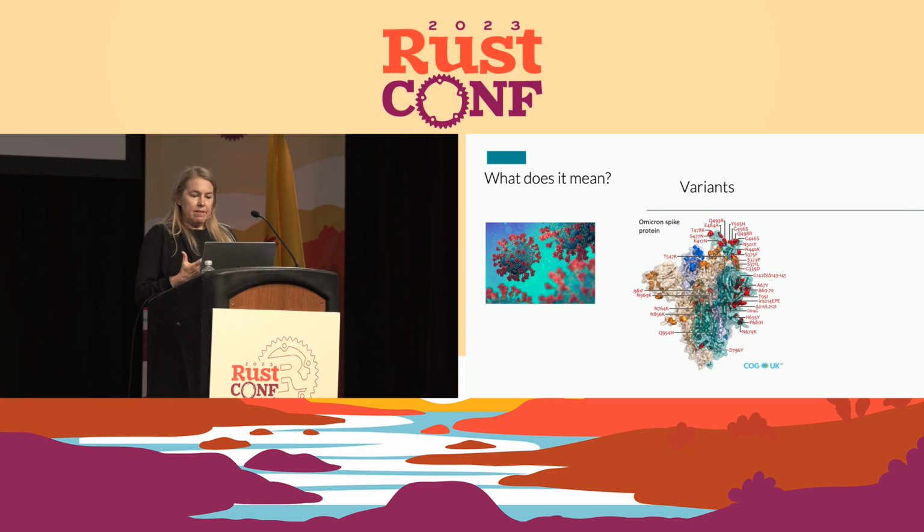So what do the variants that we're talking about actually do in terms of the protein? Well, you can see in work by COG-UK here that some different amino acids are shown on the structure. And the differences here are the differences between the original spike protein and the Omicron spike protein. And what happens is that sometimes the amino acid changes make no difference.